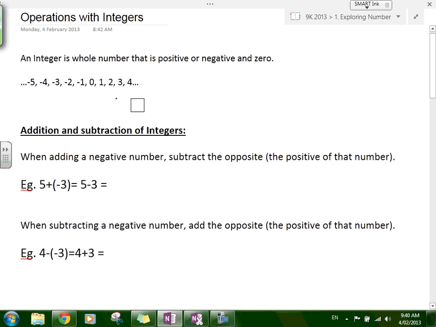So an integer is just a way of saying a whole number, which is positive or negative. Anything from as negative as you like, so negative 1 million is an integer, all the way through all the negative numbers to 0, which is also an integer, and then 1, 2, 3, 4, all the positive ones. That's what an integer means. It's just a whole number which is positive or negative. And there are some particular ways that we need to do operations with integers, and that's what we're going to talk about.